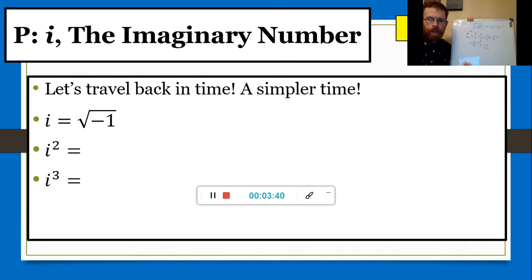Now moving on, we have i cubed. I'm going to see how much I can still get on this page. All right. Ladies and gentlemen, I hope you forgive my lack of professionalism. I'm doing the best I can.